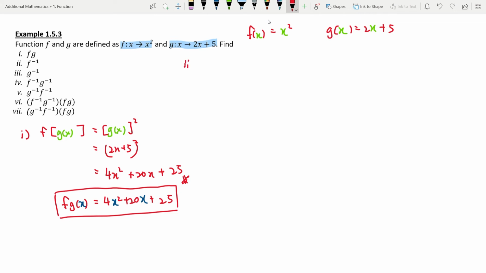For the second one, we are asked to find the inverse function of f. Let the inverse function of f equal to y, x equal to f of y, which is y squared. Then we have y equal to square root of x. Hence, we have f inverse of x is square root x.